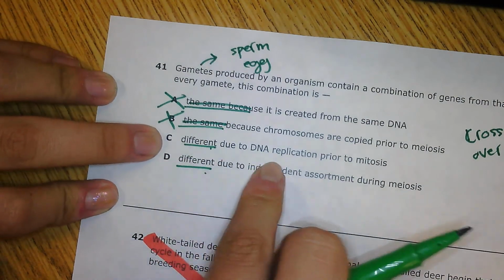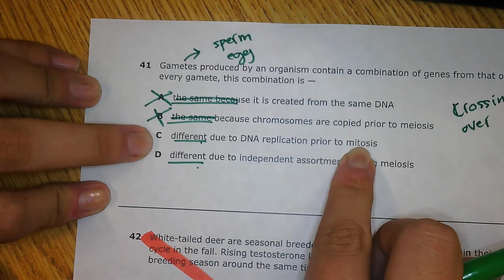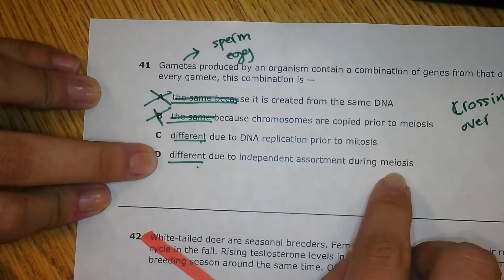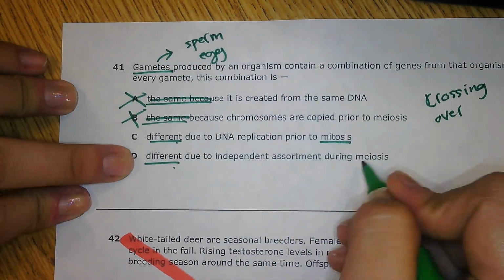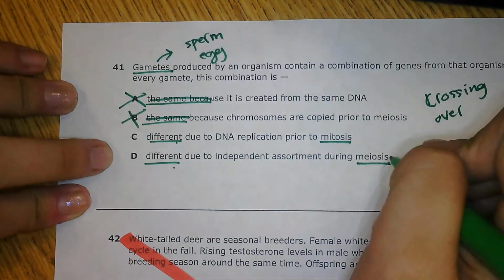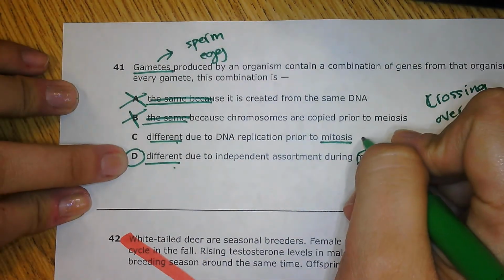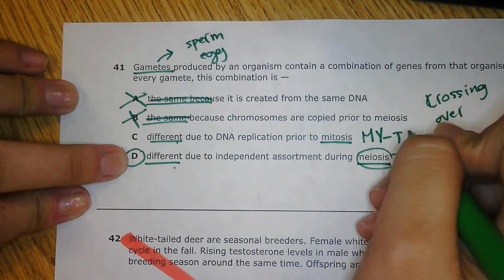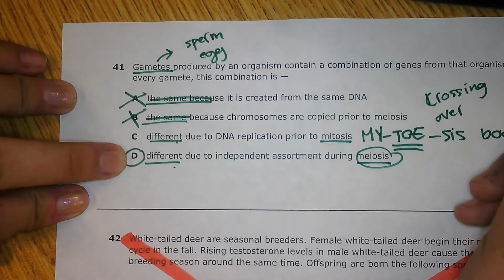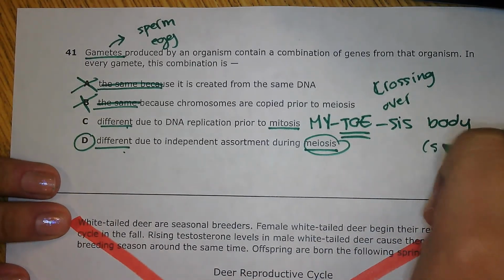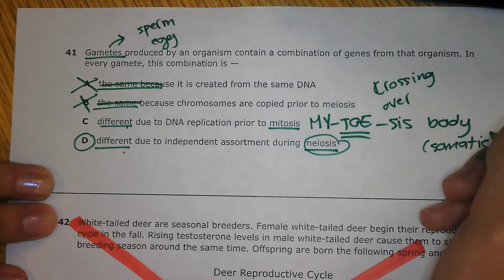So, different due to DNA replication prior to mitosis. Different due to independent assortment during meiosis. So you have to tell me, are gametes produced with mitosis or meiosis? The answer is meiosis, D, because mitosis produces body cells, not gametes. It produces body or somatic cells. We're skipping number 42, moving on to 43.